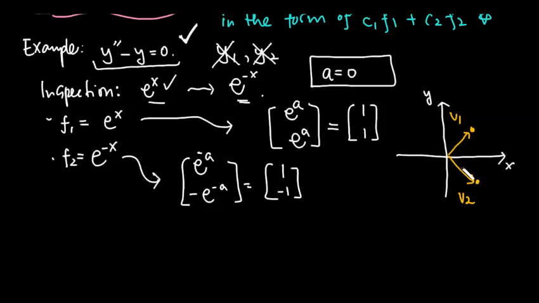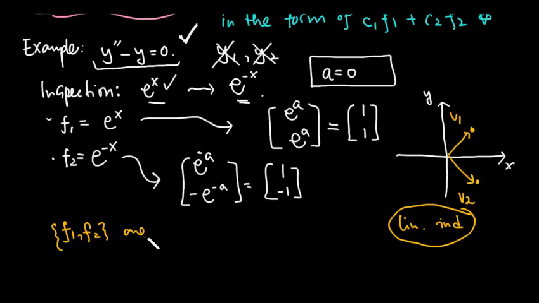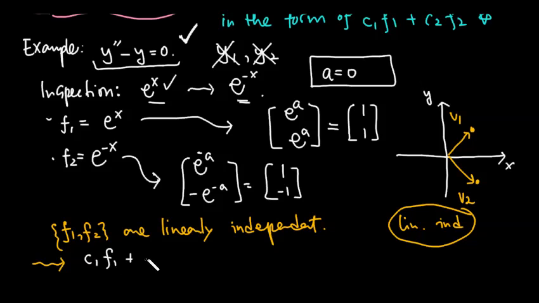These are not parallel to each other. A linear combination of these two vectors will generate everything. So from here it's clear they are linearly independent. From that we can conclude that f1, f2, as a set of two functions, are linearly independent. I wrote it here in a sloppy way. So what that means is everything inside the kernel is written in the form of this function. All the solutions are in the form of this function. That's kind of the end of this example.